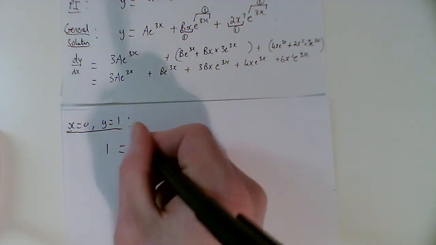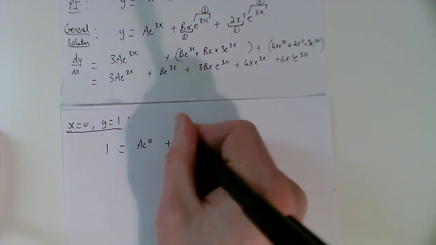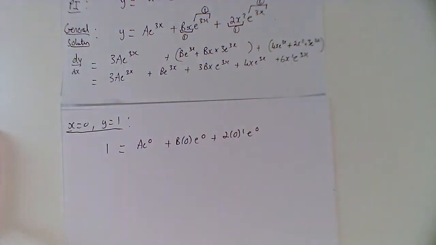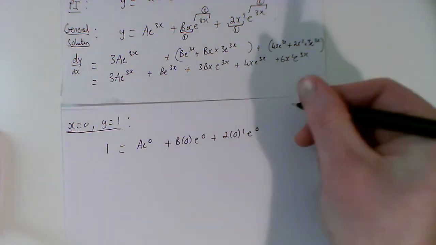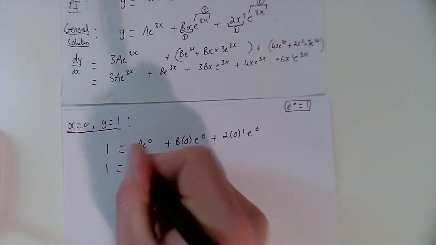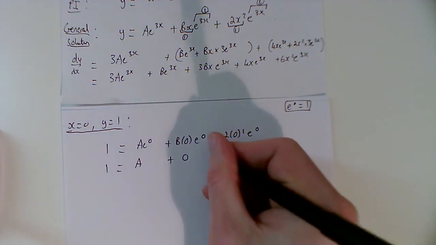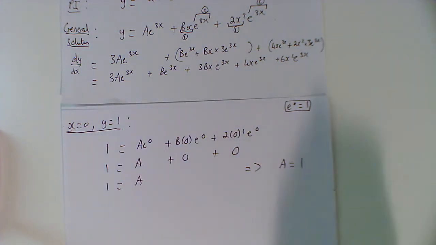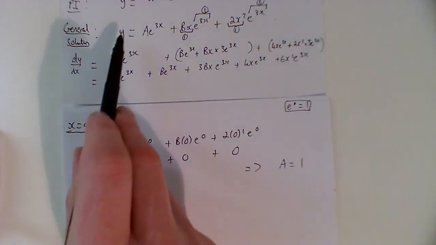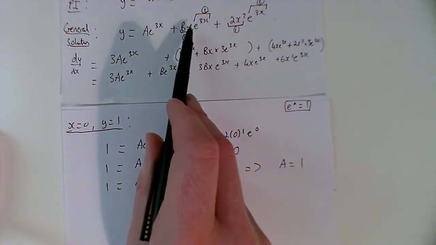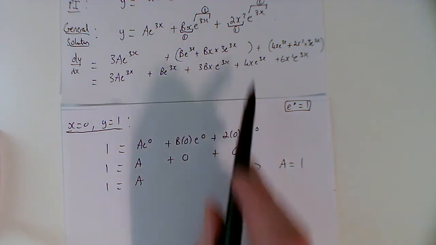So that's 1 equals ae to the power of 0 plus b0 e to the power of 0 plus 2 times 0 squared e to the power of 0. Right, as usual, we know that e to the power of 0 is 1. So that means that's a, that's 0, that's 0. So a is just 1. Okay, so we're substituting in 1 in place of y, 0 in place of all of your x's in the general solution.